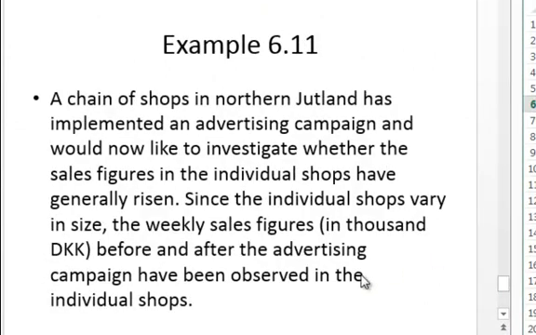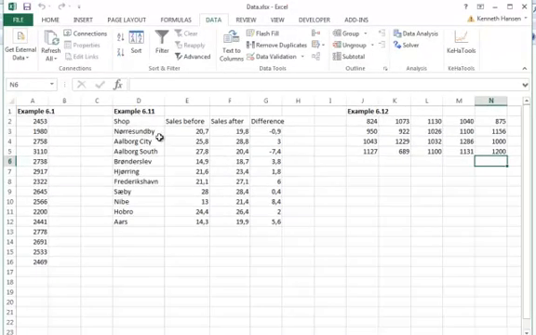We have a chain of shops around northern Jutland, and they have made an advertisement campaign. Here are the shops, the titles of the shops. Here are the weekly sales before the campaign and after the campaign. And what we want to know is whether the campaign has had an effect. So we can calculate a confidence interval for these differences over here.